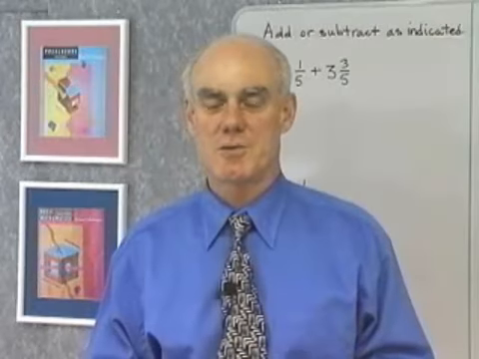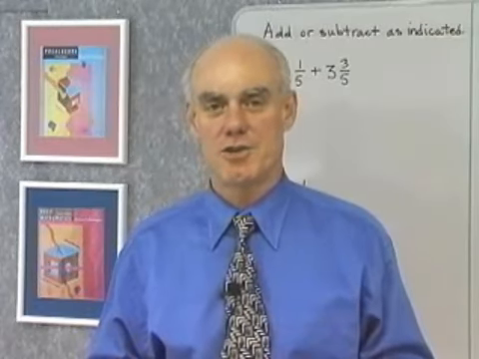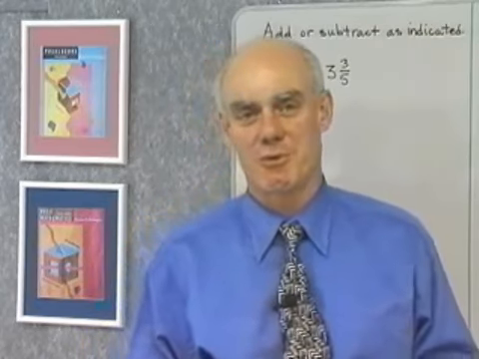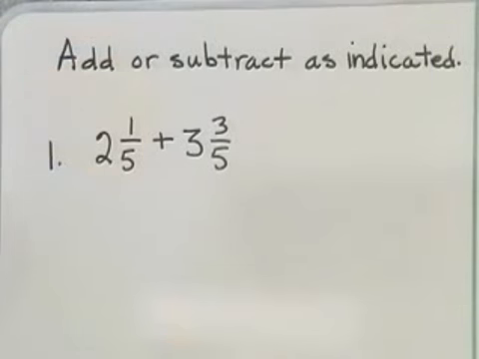Next, we do addition and subtraction with mixed numbers. And again, there's no new properties or rules to follow. We're just going to improvise with what we already have. So let's see what happens if we want to add 2 1/5 and 3 3/5.